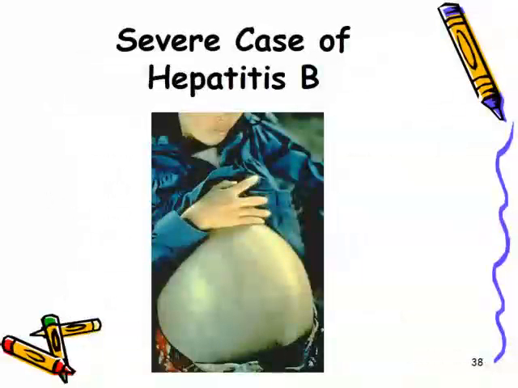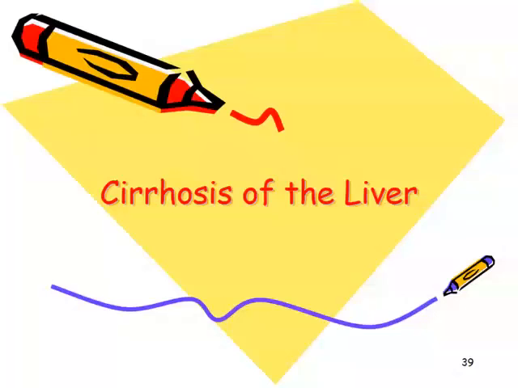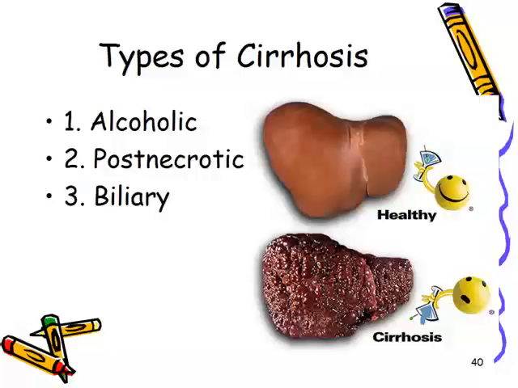Hepatitis can cause ascites just like some of those other disorders that we talked about earlier. So this just shows an example of a patient with extreme ascites. Cirrhosis of the liver is the next disorder that we're going to talk about.